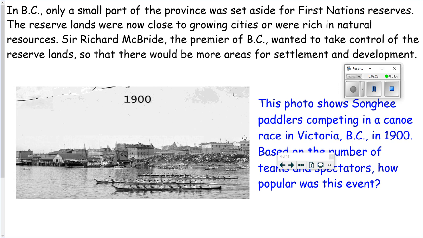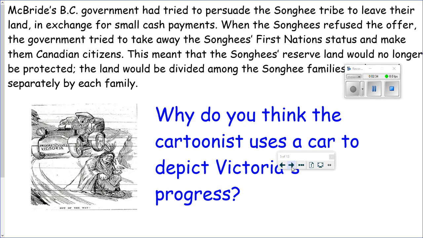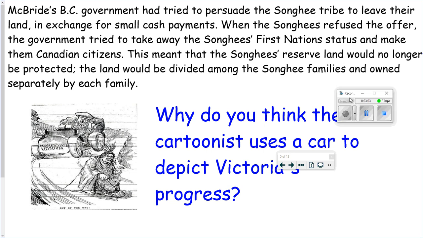And let's move forward. McBride's BC government had tried to persuade the Songhee tribe to leave their land in exchange for small cash payments. When the Songhees refused the offer, the government tried to take away the Songhees' First Nations status and make them Canadian citizens. This meant that the Songhees' reserve land would no longer be protected. The land would be divided among the Songhees' families and owned separately by each family.